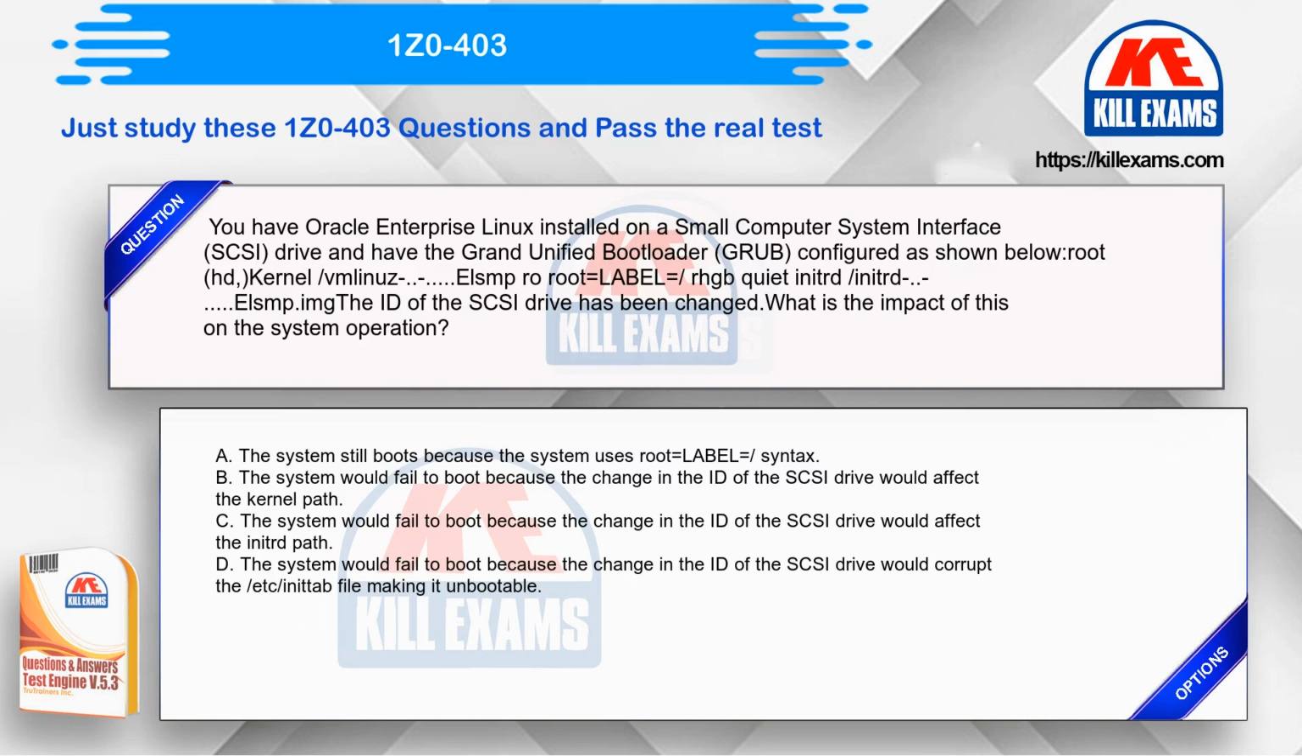Option A. The system still boots because the system uses root=LABEL=/. Option B. The system would fail to boot because the change in the ID of the SCSI drive would affect the kernel path. Option C. The system would fail to boot because the change in the ID of the SCSI drive would affect the initrd path. Option D. The system would fail to boot because the change in the ID of the SCSI drive would corrupt the /etc/inittab file, making it unbootable.